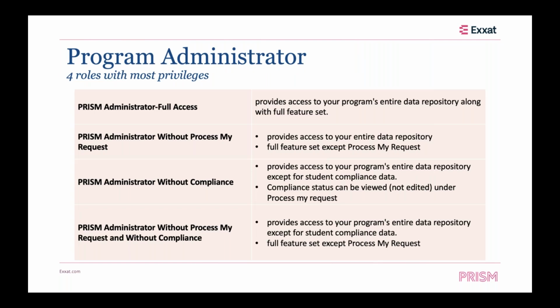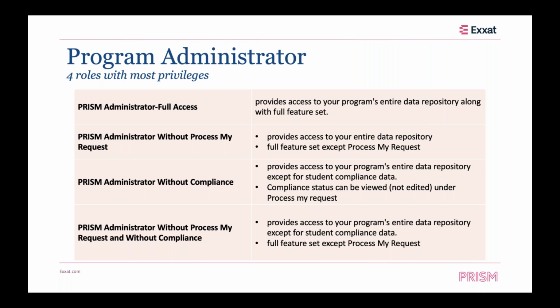Next slide, please. So let's first go through the 4 roles with most privileges. At the highest level is the full access role. As you would guess, you have access to the entire data repository and the full feature set of Prism as part of this role. The next variation of it is everything minus a capability called process my request. A lot of our clients use this role because they do not use my request as a functionality to request slots or to make placements. So they are the users of this kind of role.